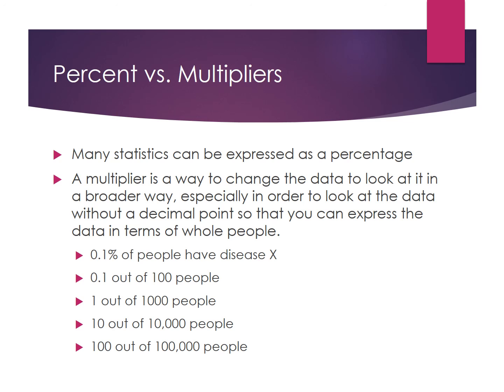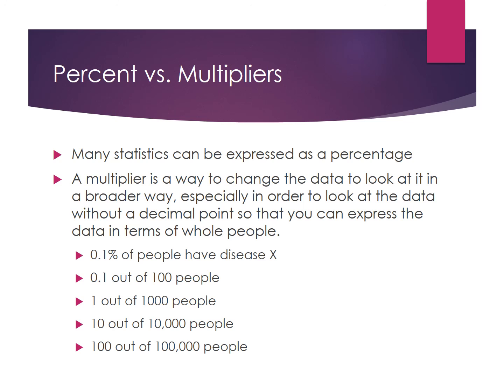So we want to say 1 out of 1,000 instead of 0.1 out of 100. Or we might want to say 10 out of 10,000 or 100 out of 100,000. And so we have to be able to go back and forth between these different types of multipliers because we say it different ways for different purposes. They're not different. They all mean the same thing, but the way they're expressed is different.